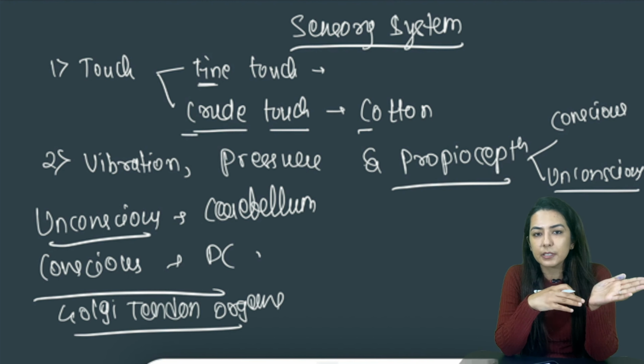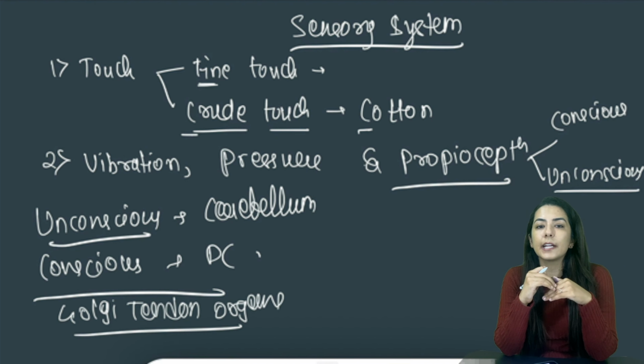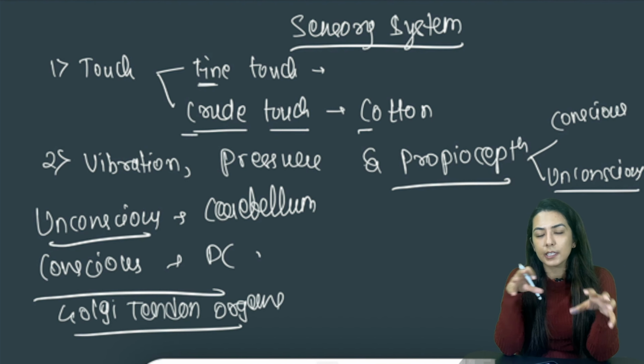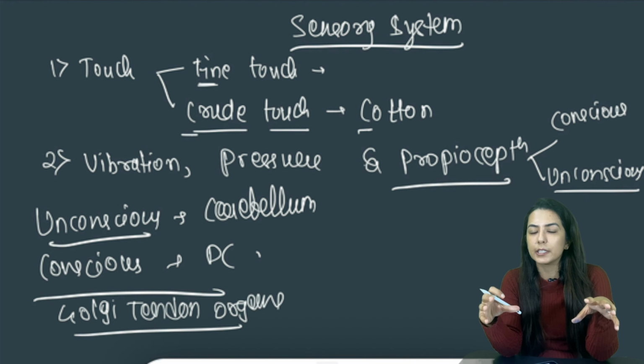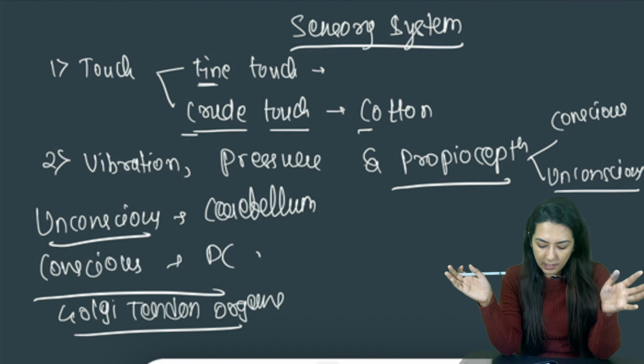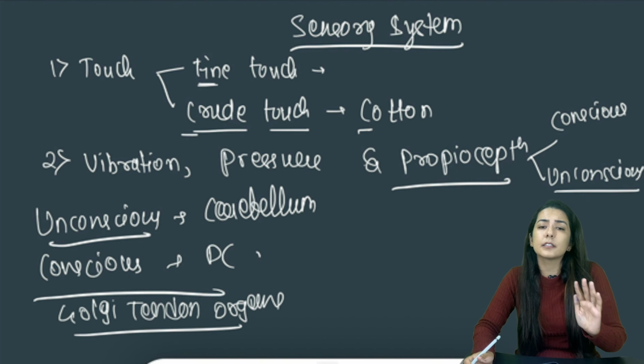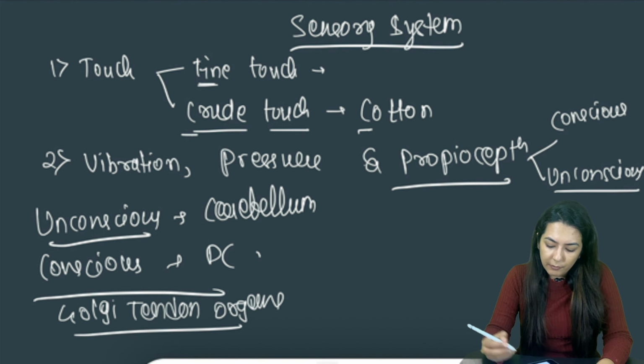Actually, they are present at the junction of muscle and the tendon, and they give us the idea about, because they are related to the muscle and they are related to the joint at their attachment, it gives us an idea about the joint position sense, and the position of our limbs. So Golgi tendon organs are the receptors for proprioception.